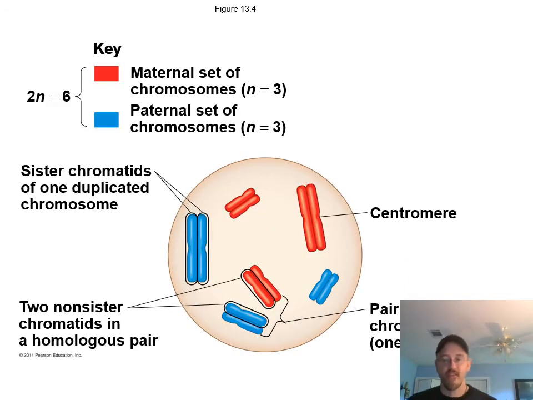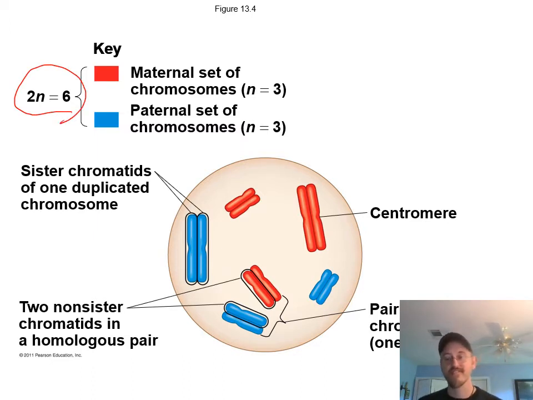Now, let's look at a cell. We're not going to draw a human cell here because human cells are 2N of 46, and that'd be a pain to draw. Oops, I just drew a line on my screen. Oh well. All right, 2N of 46. So we're going to draw a cell that's 2N of 6. So there's 1, 2, 3, 4, 5, 6.